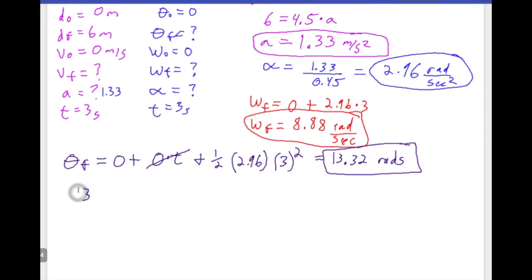Now that we know the final theta, we can use that to figure out the amount of rotations or revolutions this ball is going to make as it rolls down the hill. We're going to take our 13.32 radians and divide it by 2 pi, and that's going to tell us that our ball is going to rotate 2.12 times.